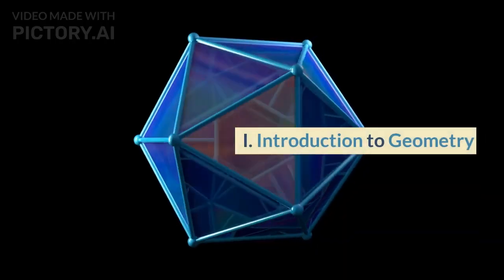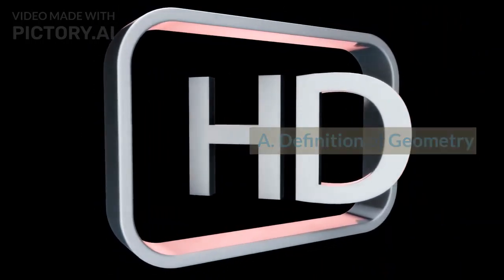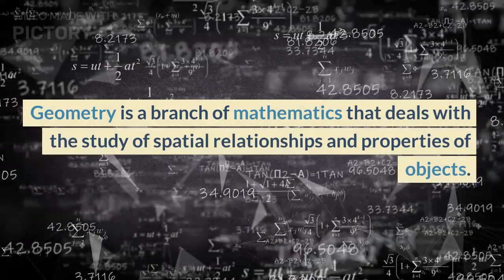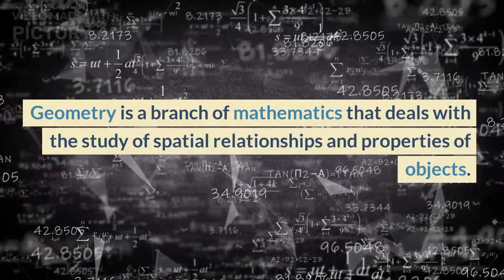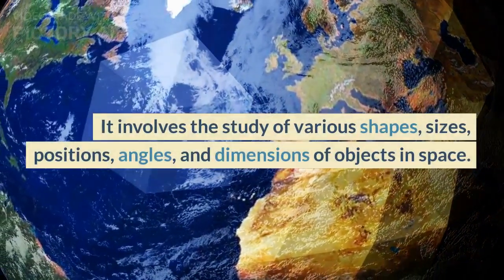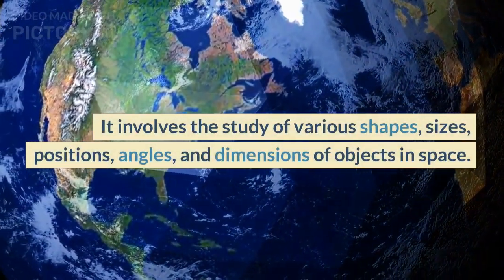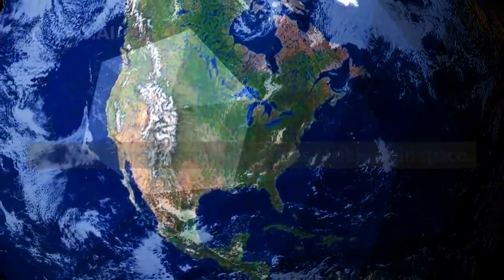I. Introduction to Geometry. A. Definition of geometry. Geometry is a branch of mathematics that deals with the study of spatial relationships and properties of objects. It involves the study of various shapes, sizes, positions, angles, and dimensions of objects in space.